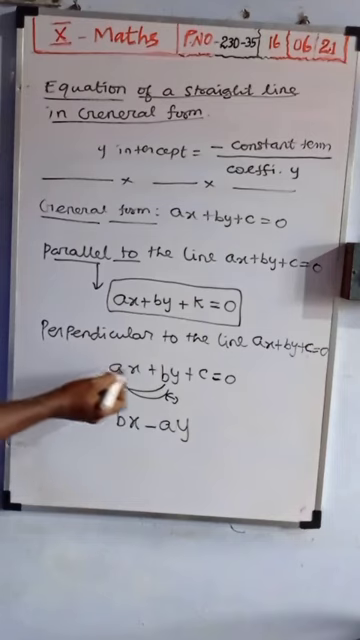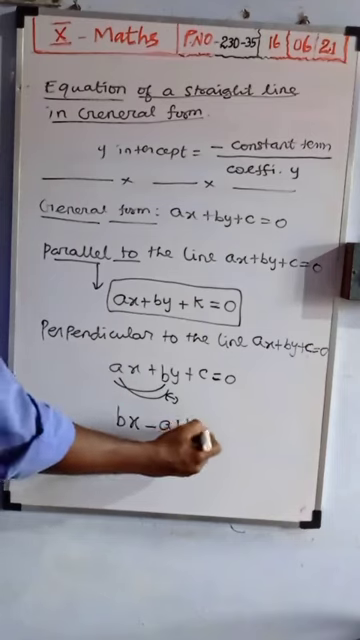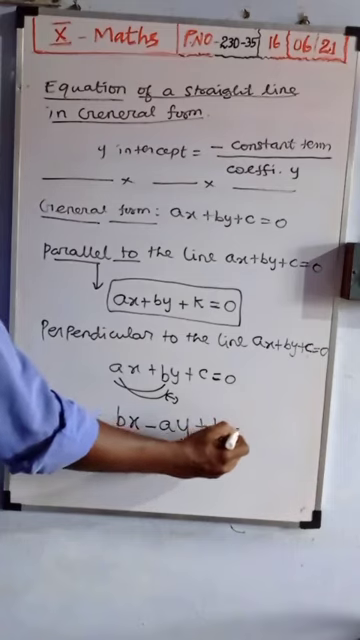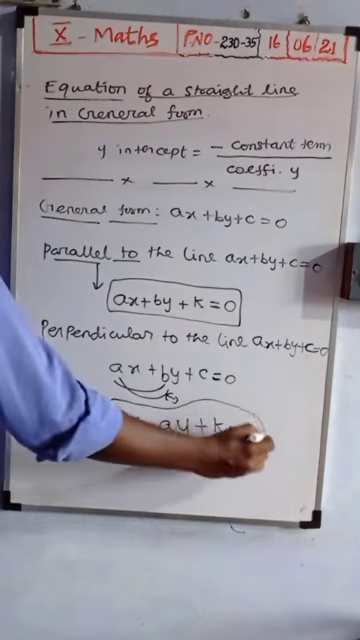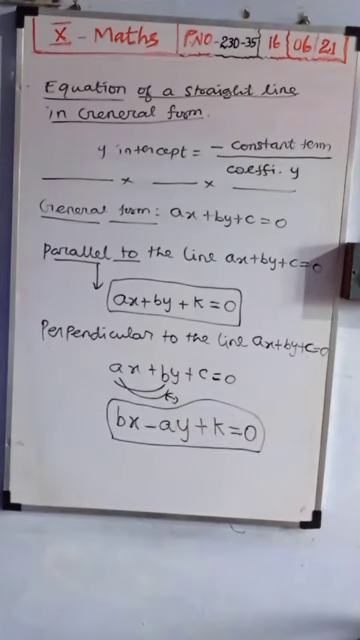So here positive a you change into minus ay plus k. The constant term alone also will change. Okay, this is perpendicular to the line. In this straight line, the perpendicular line is bx minus ay plus k is equal to 0. These are the two formulas.